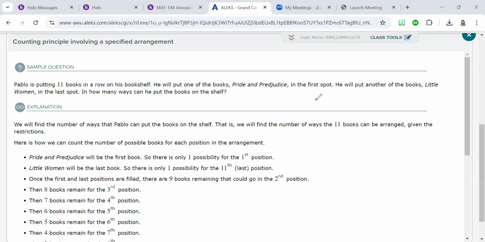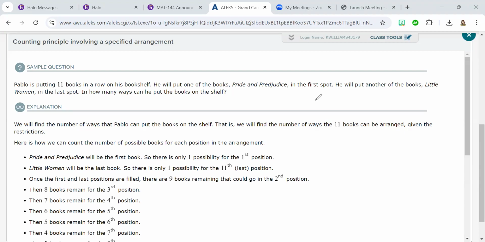Hi, class. Let's take a look at the ALEKS problem in topic 6, counting principle involving a specified argument. In this kind of problem, you are going to be placing items, whether they're books or meals, somewhere and you need to place them in order. Typically, the problem is going to give you some definition of how the order should go, and it's going to tell you how many items you have.